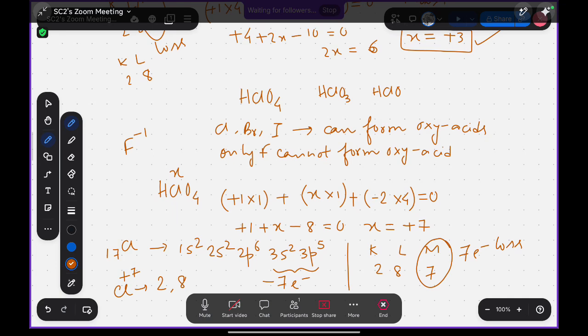Though I am explaining with respect to electron loss, the correct explanation is actually variable covalency. I will take a separate class for that. You will understand when I teach you chemical bonding. So due to variable covalency, chlorine can have a maximum of +7 oxidation state. That means this +7 oxidation state is definitely possible for chlorine.